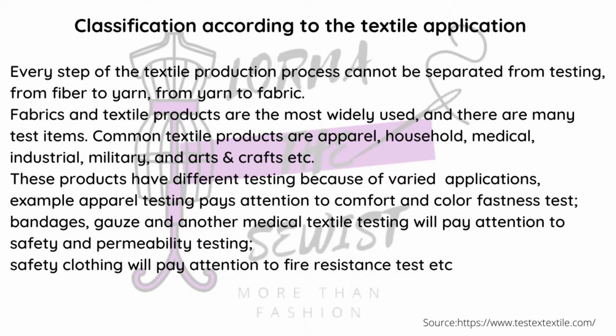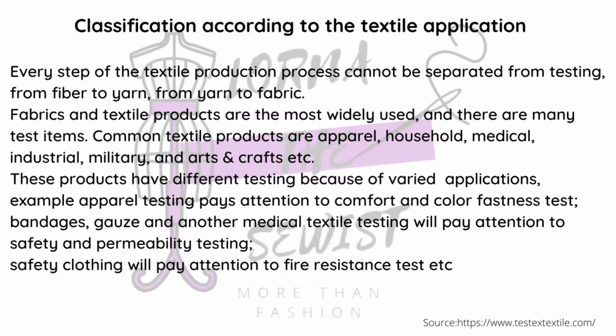So common textile products are apparel, basically the clothes you wear, household stuff, things you use around the house, like things for furniture and stuff like that. Medical, because there's things like medical gauzes and stuff like that. Industrial, military, arts and craft, and so much more. So they're basically tested according to their use, and the example is below there.